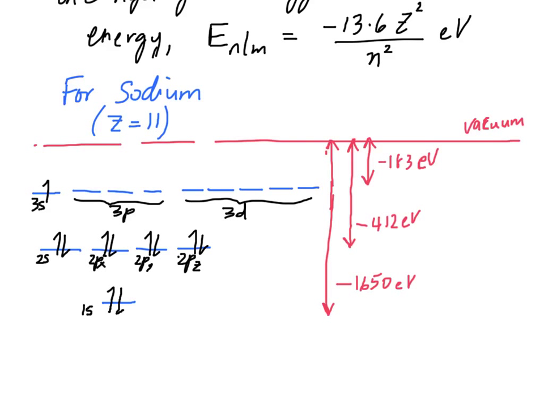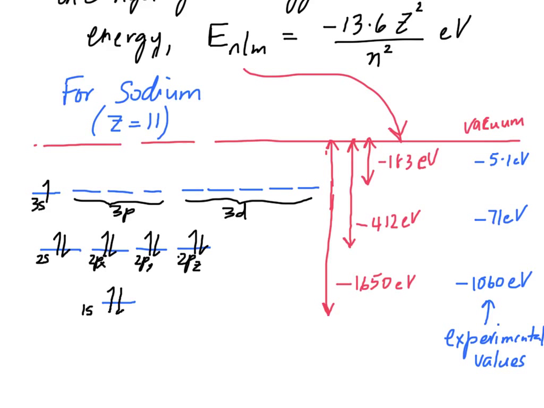What is the experimental situation? I'm just going to write this in blue. So you can see that the experimental values are very different from what we have predicted using the hydrogenic energy level formula, right? And the disagreement becomes worse as we go to higher and higher energy levels. And as I mentioned a little while ago, this disagreement is not too difficult to understand.